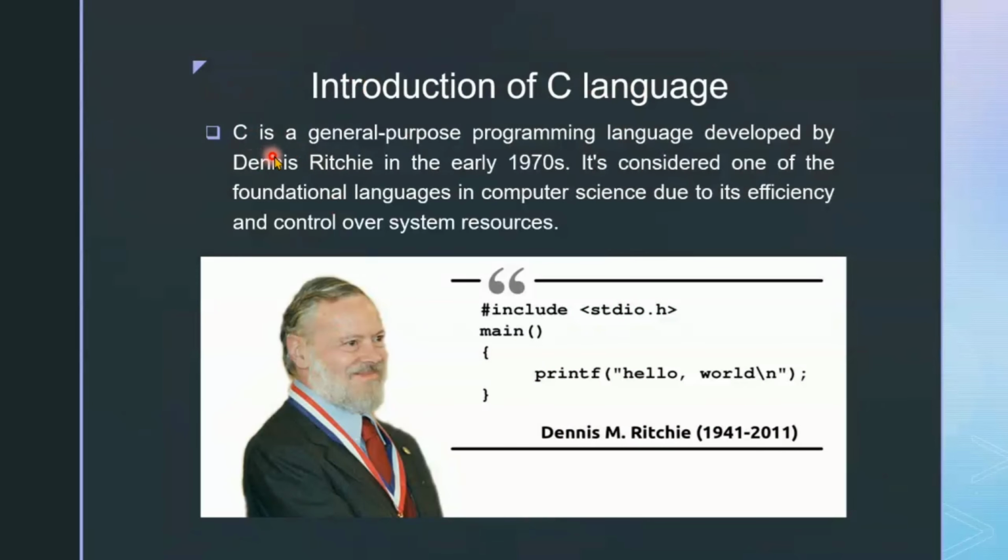C is a general purpose programming language developed by Dennis Ritchie in the early 1970s. It's considered one of the foundational languages in computer science due to its efficiency and control over system resources. Here is Dennis Ritchie, who was the inventor of C language. He's cute. Now let's learn about the basic structure of C language.